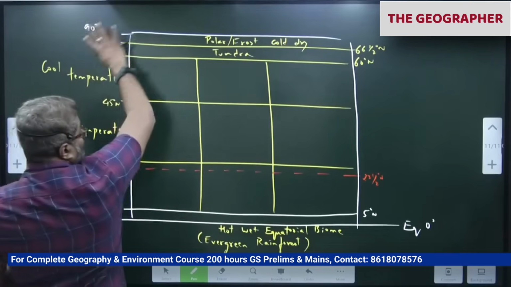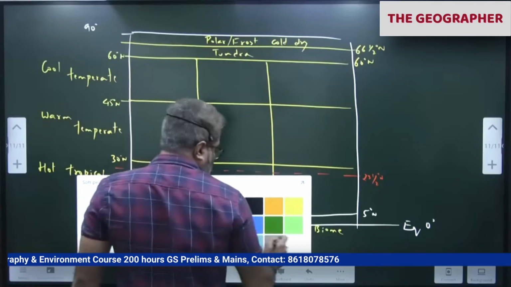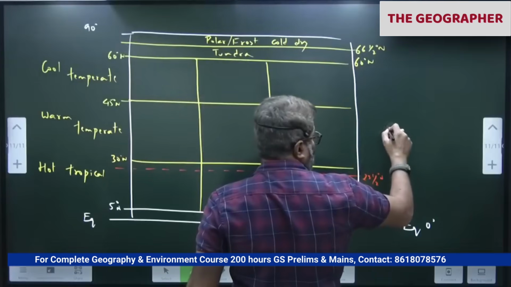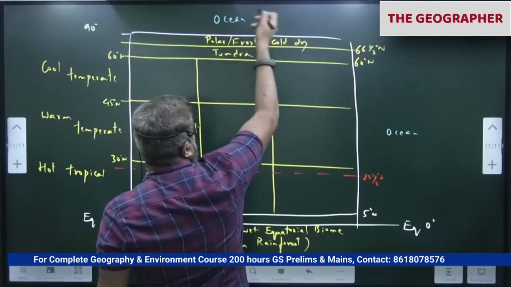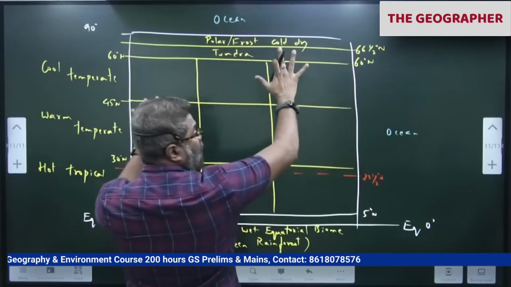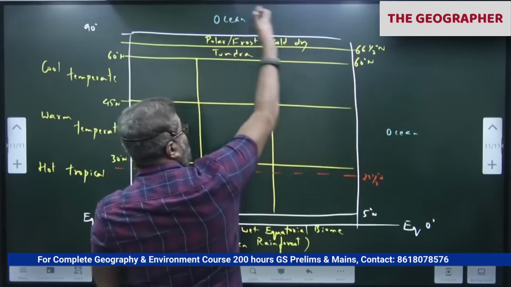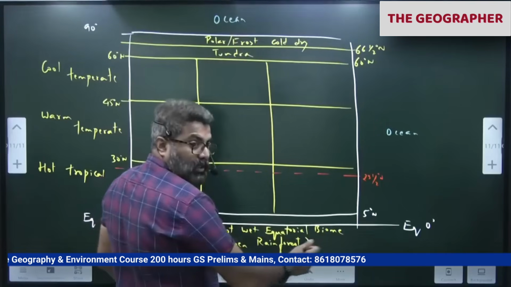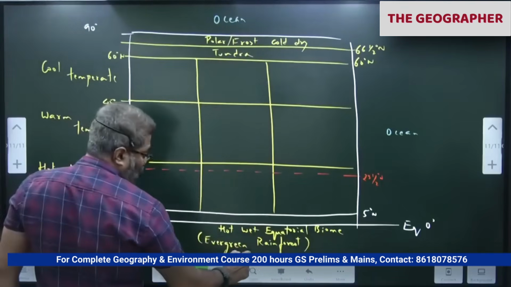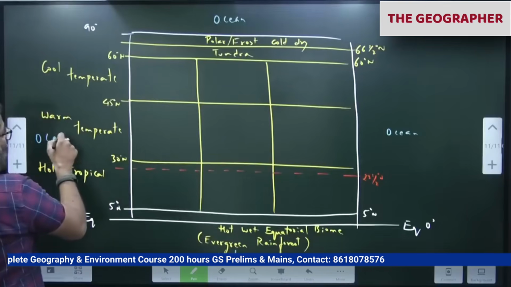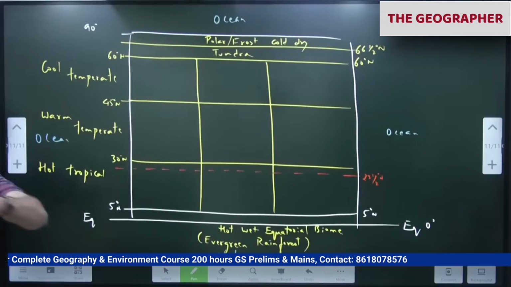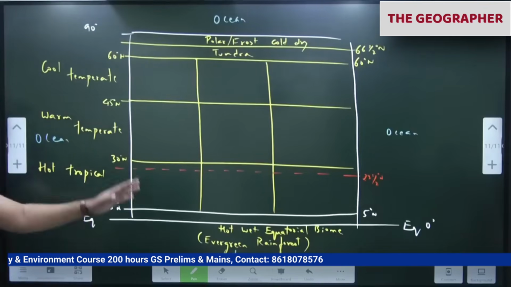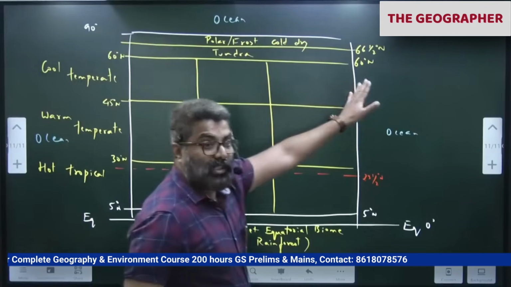Imagine this hypothetical continent is surrounded by water. Ocean here also, water, ocean here. You might ask, sir, which continent will have this situation? Take Asia. This side Pacific Ocean, this side Arctic Ocean, this side Indian Ocean. Water everywhere. So you take any continent surrounded by water, and maritime influence is there on the sides.